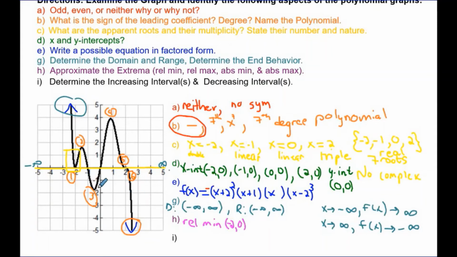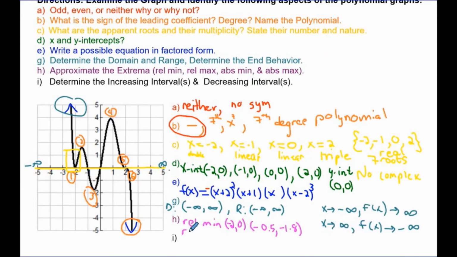We have another relative min here, which we will approximate to maybe be -0.5, comma, -1.8. And then we have no others.